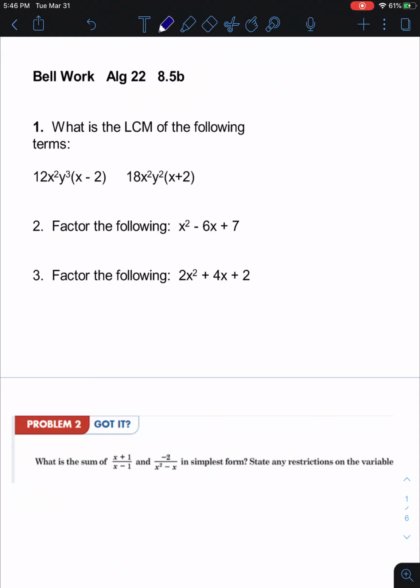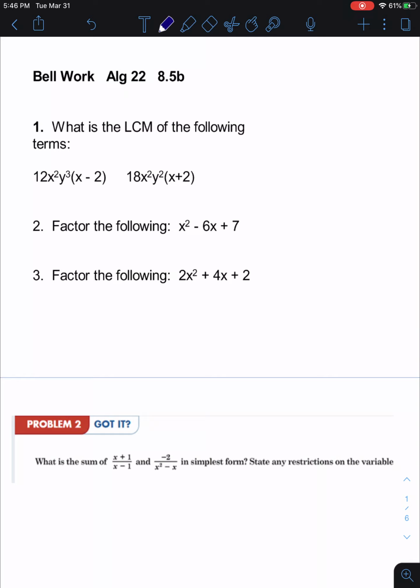Here we are for the second part of 8.5. This would be Wednesday, eLearning 4.1 for 8.5b, which is again adding and subtracting rational expressions. We'll quickly go over this first one. What's the least common multiple of the following terms?